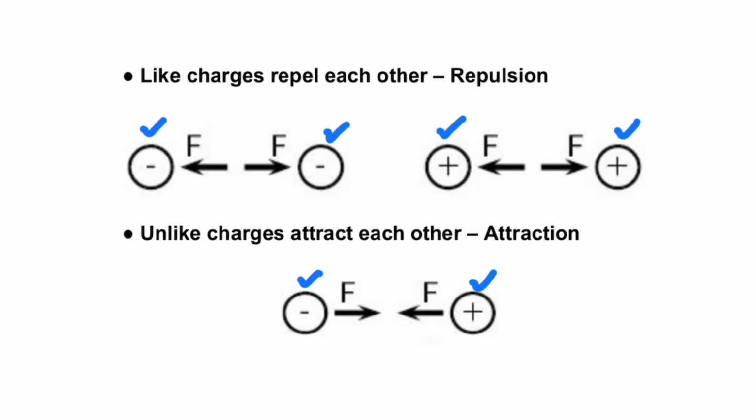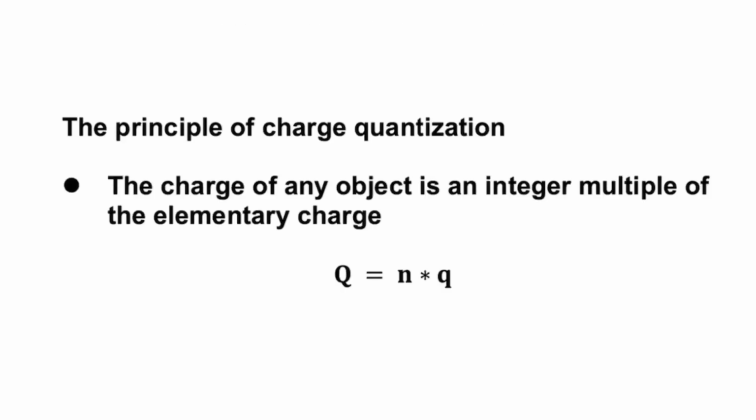Let's move to the following concept. We're saying that if we have an excess of electrons, the atom is going to be negatively charged. But what is the amount of charge? If we have 2 electrons, what will be the amount of charge? If we have 3 electrons, what will be the amount of charge? Let's talk about the principle of charge quantization. In talking about this principle, we are going to be able to calculate the charge of an atom if we know the electrons in excess. So what does it say? The charge of an object is an integer multiple of the elementary charge.